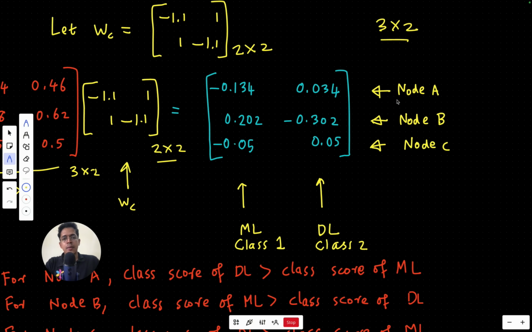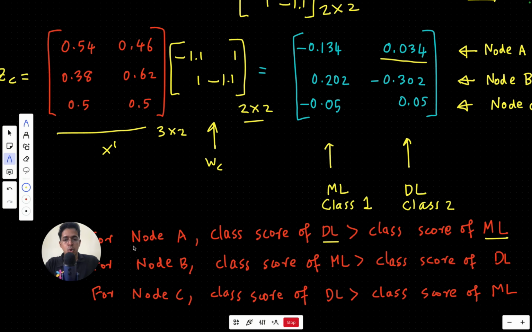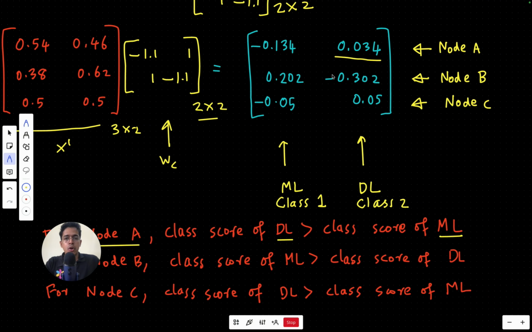Now just look at these numbers. For node A, which number is higher? For node A, this is higher, meaning the number corresponding to class 2 is higher. So the class 2 score, the class score for deep learning, is greater than the class 1 score for machine learning for node A. Similarly, for node B, the class 1 score, meaning the ML score, is higher. And for node C, the class 2 score is higher.